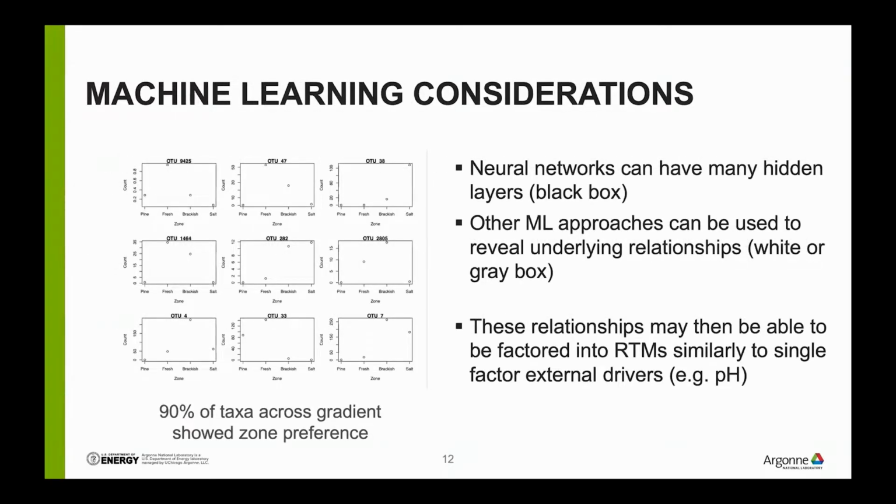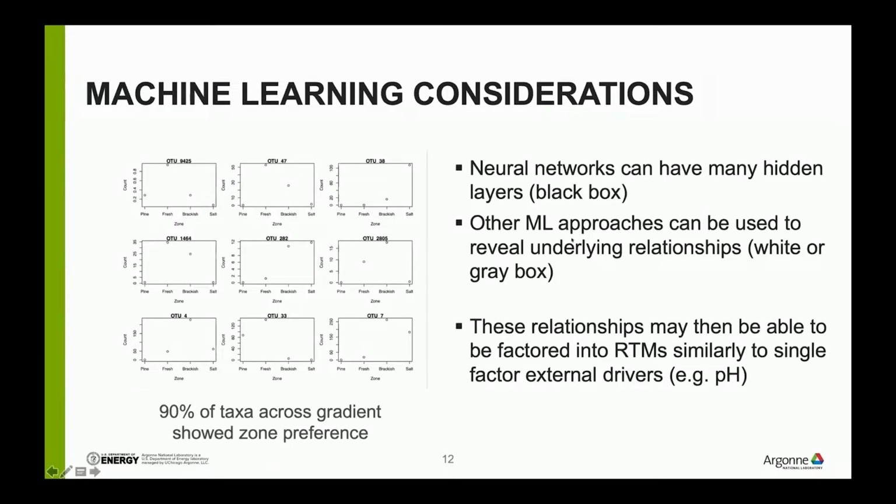So if I look at the actual distribution of individual OTUs across this, and these are the average point for each of those different zones, you'll see that they clearly show a preference in general, and they don't all have the same preferences. But when I looked at the subset of less than 1.5% of the taxa, 90% of those that were present across the whole gradient showed this sort of zone preference, right?